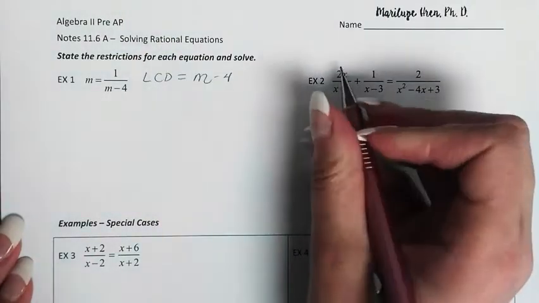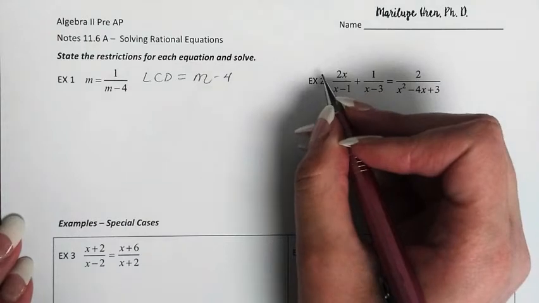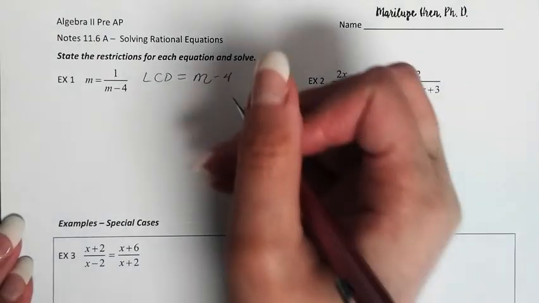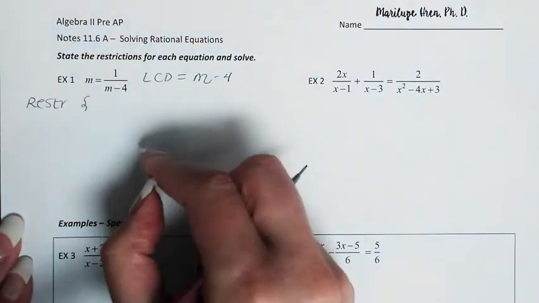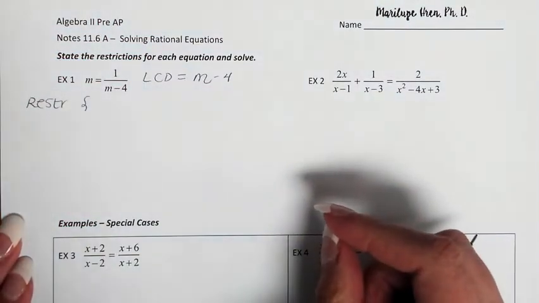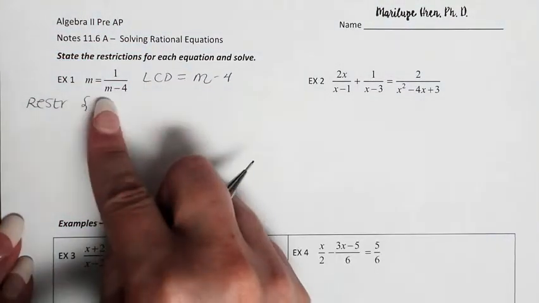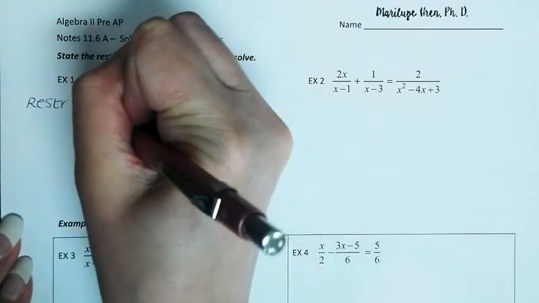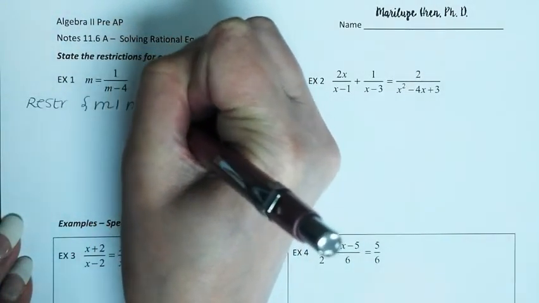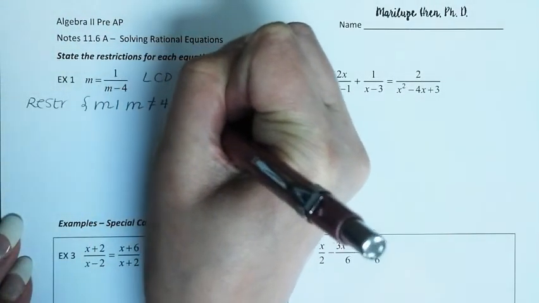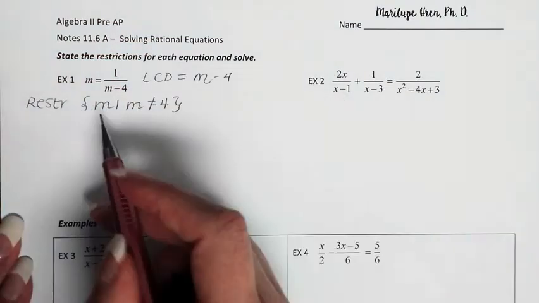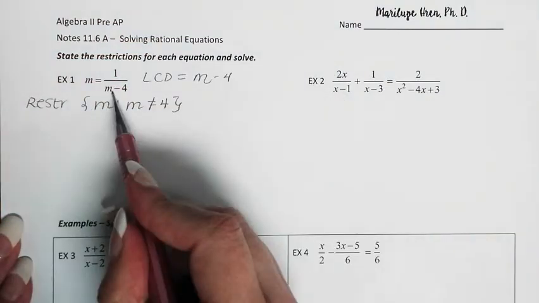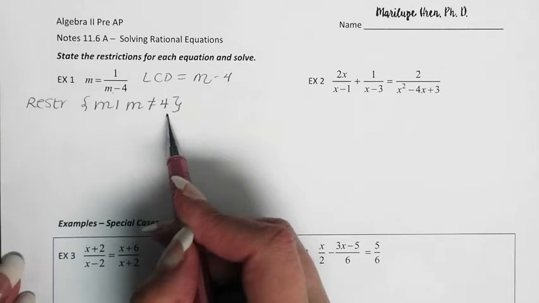After that, you need to realize if you have restrictions. For the restrictions, you don't want the denominator to be 0 because you have an undefined expression. So your restriction is m such that m is different than 4. You don't want 4 here because that would make your denominator 0 and that would be an indetermination. So this is the restriction.